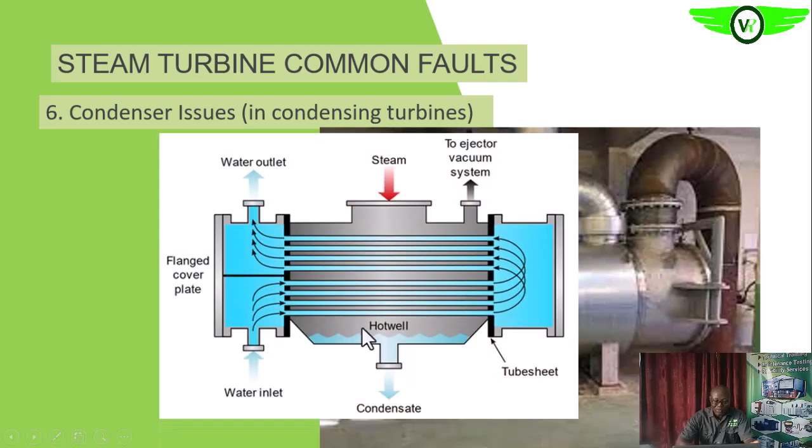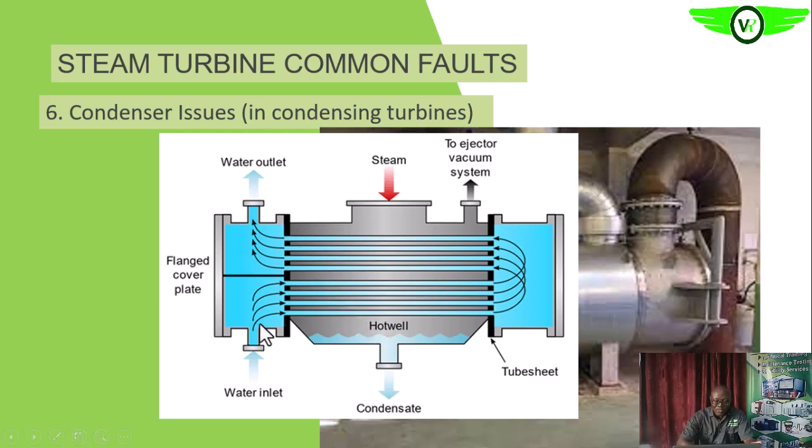So here are some of the issues that can occur during the operation of the condenser. But before we go into that, let us look at it briefly. So this is the area where the vacuum is established. This is connected to the exhaust of your steam turbine. So the steam comes into the condenser. It is condensed into liquid, which will now drop into the hot well.